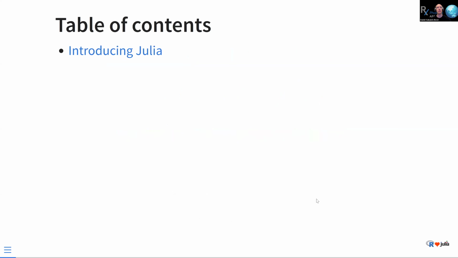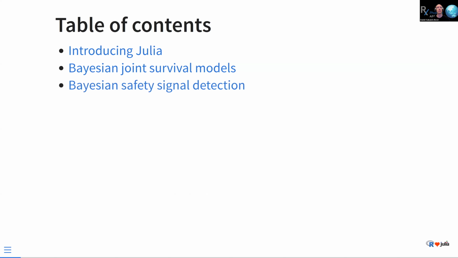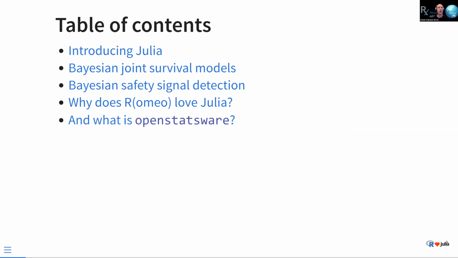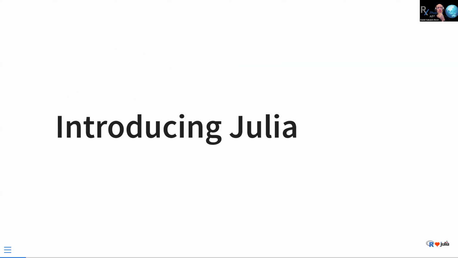So we'll quickly introduce Julia, then talk about two projects. The first one is about Bayesian joint survival models. The second one is about Bayesian safety signal detection. So you see some common theme there. And then I talk about why R loves Julia, or why Romeo loves Julia. So how do they fit together very nicely. I will skip the openstatsware part because this is a slightly shorter slot today, and I talked about that already yesterday. Okay, so what is Julia?